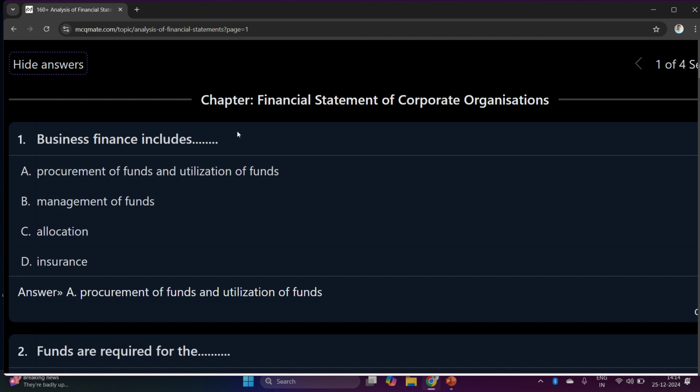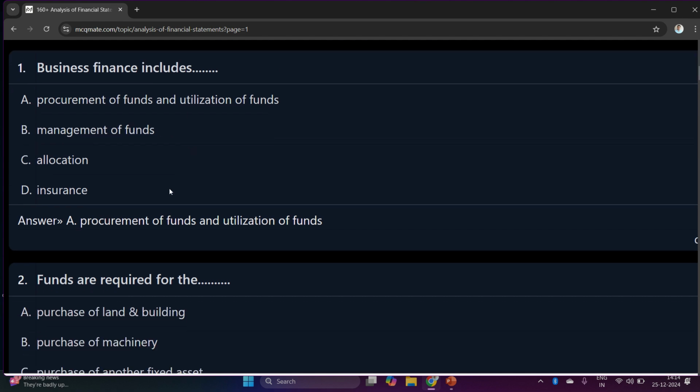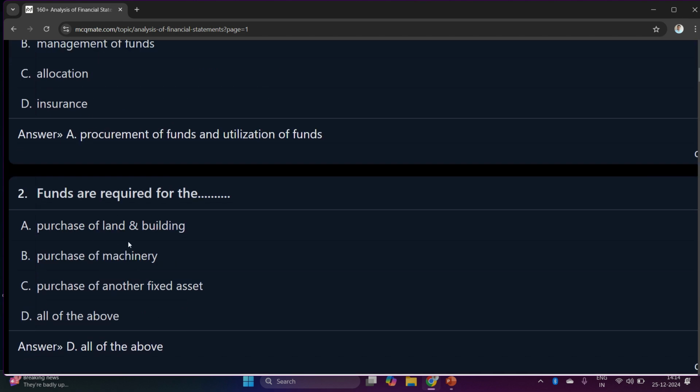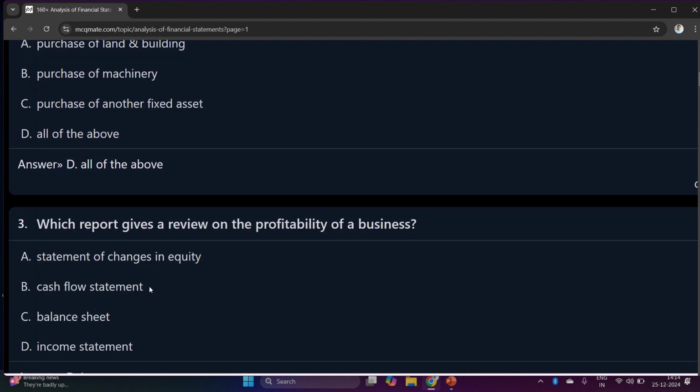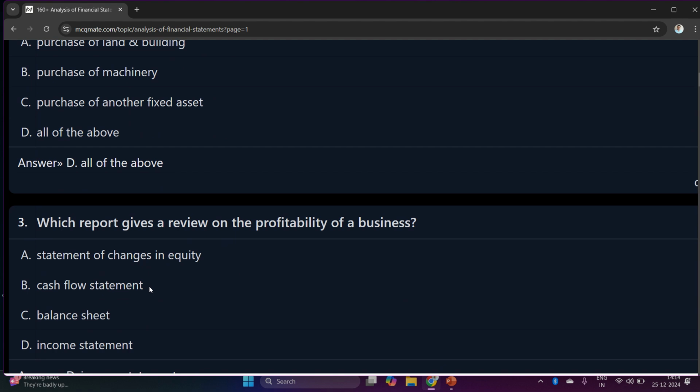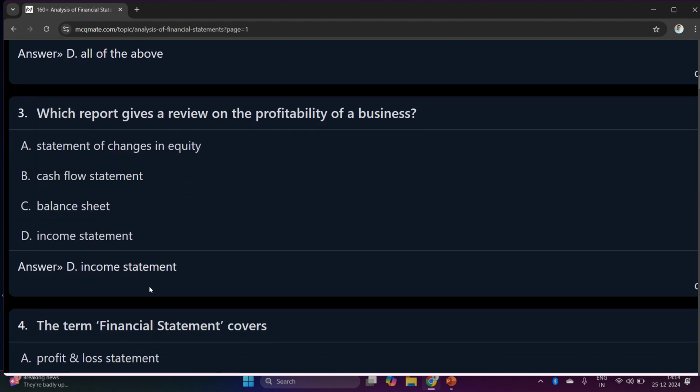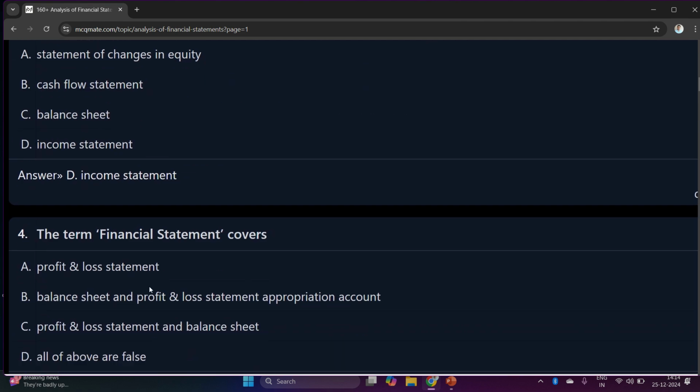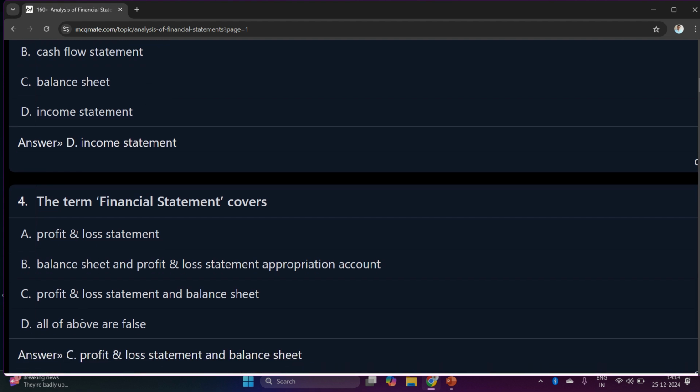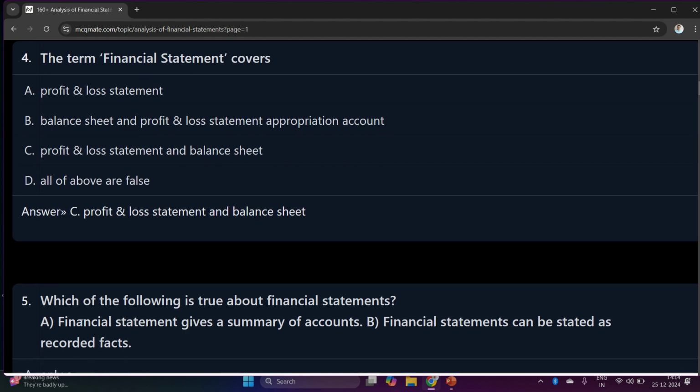Let's start. Business finance includes procurement of funds and utilization of funds. Funds are required to purchase land and building, purchase of machinery, purchase of all of the above. Which report gives a review of the profitability? For profitability, we require an income statement. The term financial statement covers all. Option C is the right answer: profit and loss account and balance sheet.